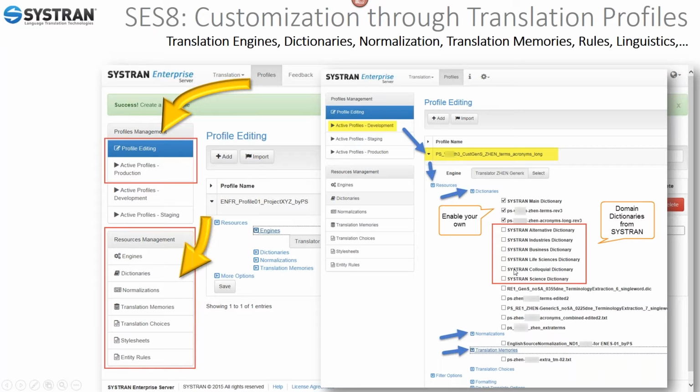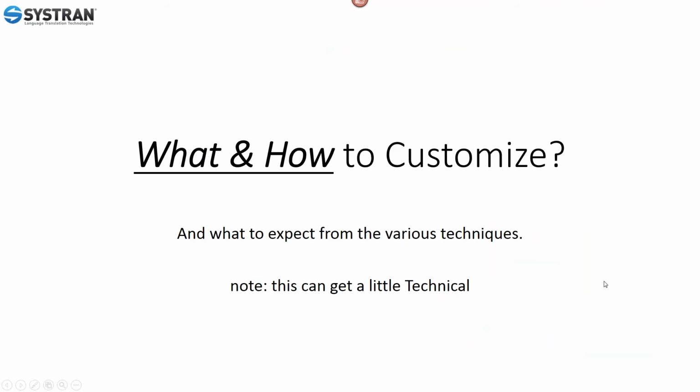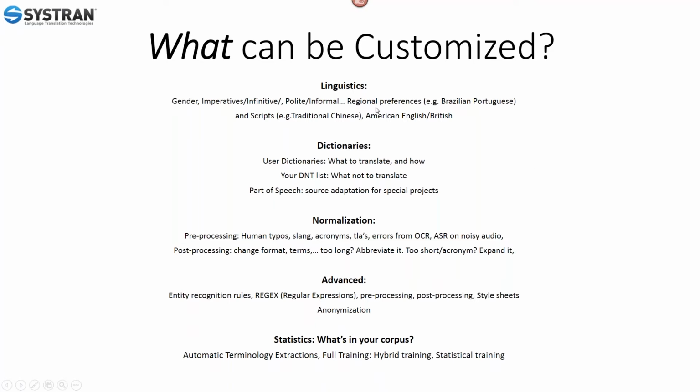But on top of that, of course, add your own dictionaries, add your own translation memories, add your own normalization dictionaries, and there are other types of resources, style sheets, entity recognition rules with regular expressions, a lot of things that can go very advanced, but also very easy things to customize. So some of it is linguistics. You just choose an option that says, oh, I'm translating to Brazilian Portuguese, please, or I'm translating to the traditional Chinese, not the simplified. So you have a variety of choices that's just a click away.